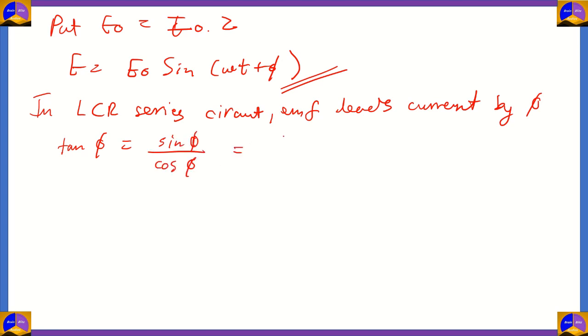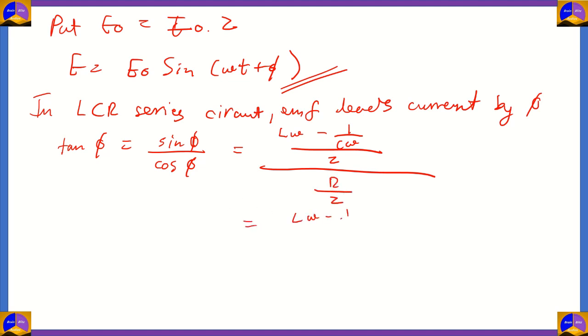which we now put the value as L omega minus 1 by C omega whole divided by Z, which was that under root, divided by R by Z. Now that is equal to L omega minus 1 by C omega whole divided by R. So this is the value of tan phi. So when L omega is greater than 1 by C omega, tan phi becomes positive. And when tan phi is positive, the value of phi will be between 0 and pi by 2. That means EMF leads current.